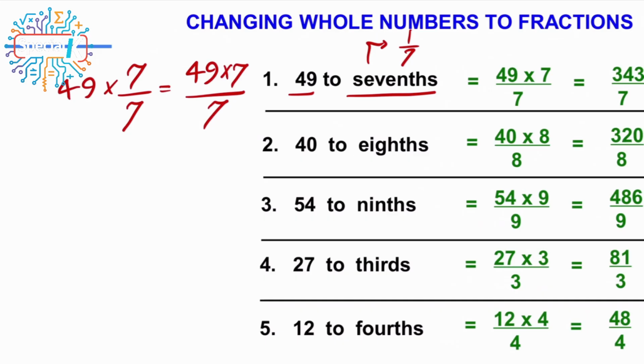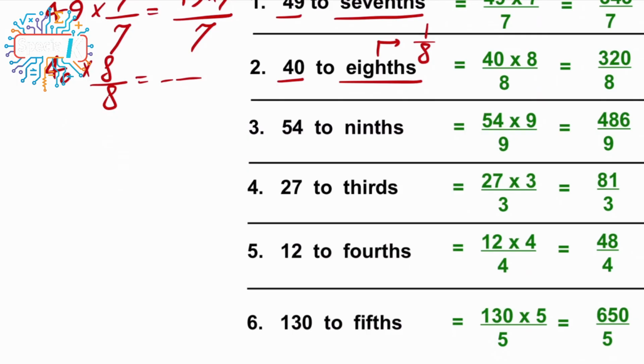I believe you know better than me how we can solve it. 40 as a whole number to eighths. I do have a pizza that has 8 slices. Again, 40 multiplied by 8 over 8. I do have 54. I'm going to convert it to ninths. I do have a pizza that has 9 slices. So 54 multiplied by, be careful about that, not 1 over 9, because 54 is going to be considered as what? As a whole number. So 54 multiplied by 9 over 9, whatever the number is, and so on and so forth.